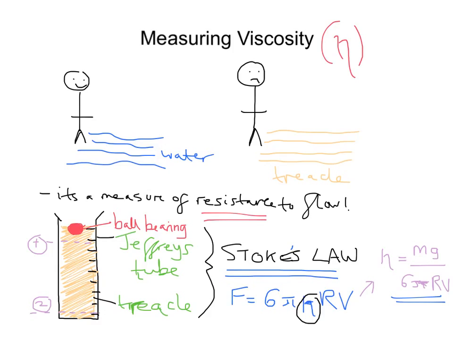So that's just a little bit about viscosity. It's a measure of a liquid's resistance to flow. We can demonstrate it in a lab using the Jeffreys tube. We drop a ball bearing in, we measure over a set distance the time it takes to drop. We get a value for v, the speed there, and using the mass of the ball bearing and the radius, we're able to calculate, using Stoke's law, a value for the viscosity of that particular liquid.